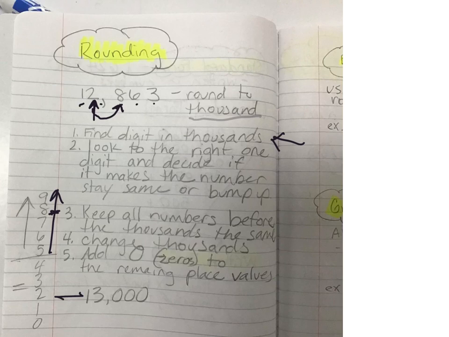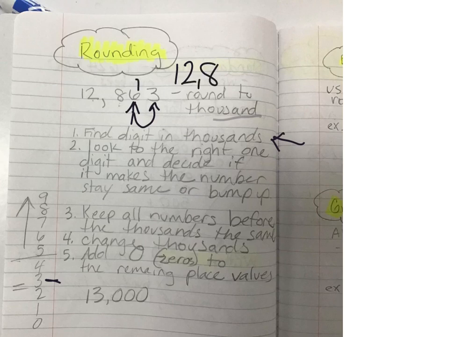Now if I said round, hold on, let me erase all this. I'm going to say round to the nearest 10. What you would do is you would find the 10. Here's the 10, 6. You look to the right. Does 3 have enough power? Nope. So it's going to be keep all the numbers the same. And do we round it up? No. And then add zeros. So make sure to find that place value that they're asking you to round to.